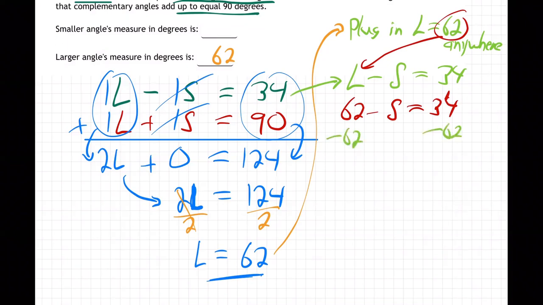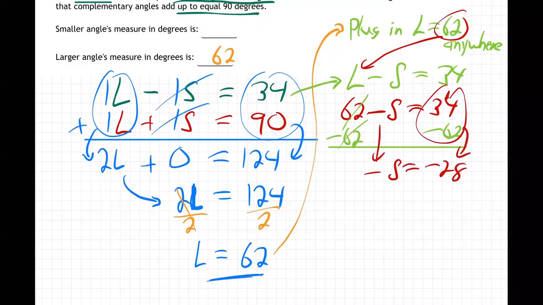Minus 62 from both sides. Boom and a boom. We bring this down. Don't forget the minus sign. Minus S equals, if you subtract these, you get minus 28, I think. And then just divide by the negative 1 on both sides. S is positive 28. There it is.